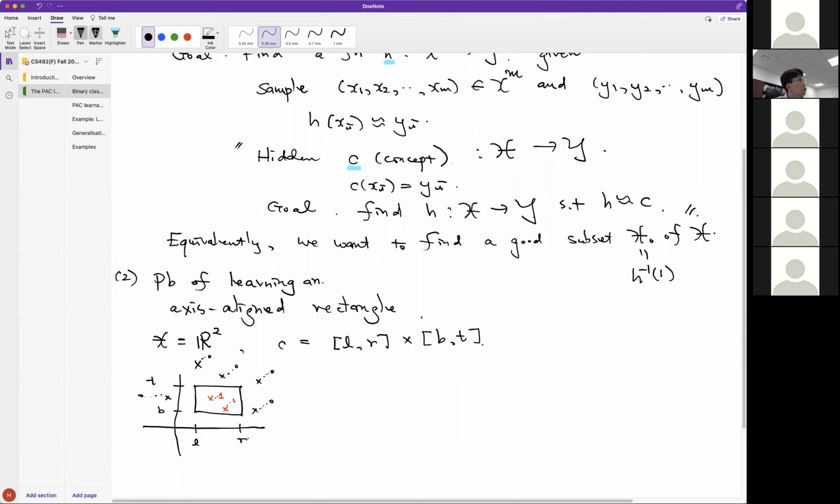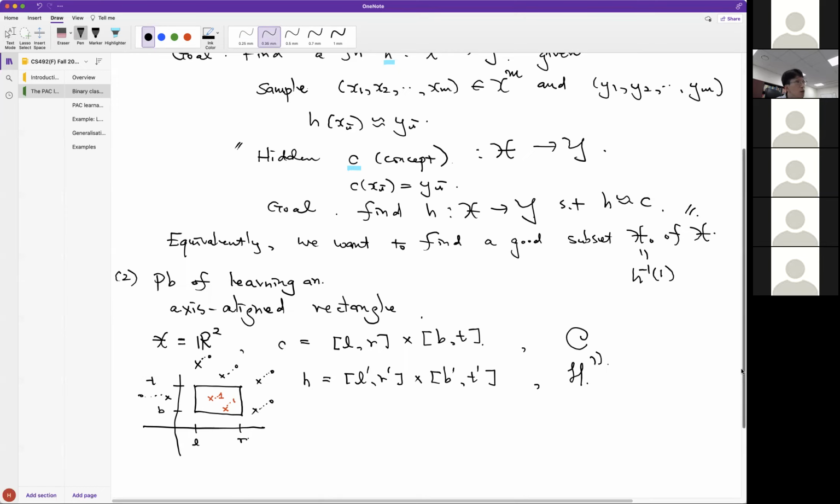And so that's the first problem. In this case, the concept is this rectangle, and we're going to use this letter, curly C, which describes all the concepts. Our hypothesis H, which is also a function, is also going to be a rectangle, a different rectangle, L prime, R prime, B prime, T prime. We're going to use H to denote this set of hypotheses. In this case, they are the same thing. And from these examples, our problem is to find an appropriate H. So what should we do about this?